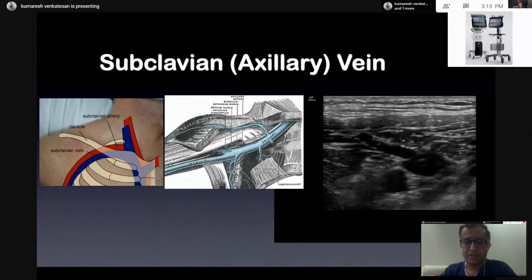Now, because the subclavian vein goes underneath the clavicle, it becomes a challenge to visualize it using the ultrasound. So that's why we often use the axillary vein.